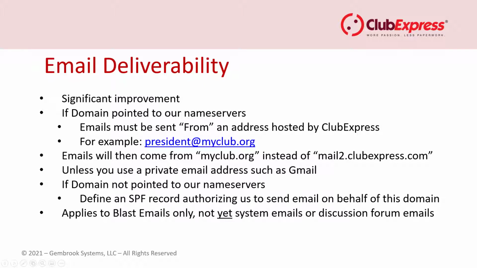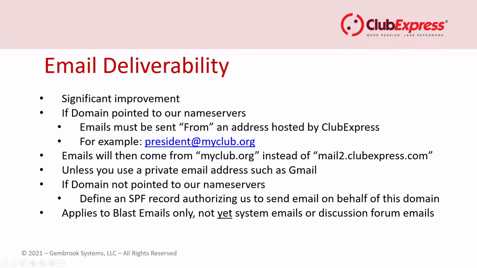If you send the email from a private address, like dan@gmail.com, something like that, then we'll still send it out from mail2.clubexpress.com. That's the sender domain. And there, we're going back to the way things used to be. Now, if your domain is not pointed to our name servers, you need to define an SPF record that authorizes us to send email on behalf of that domain.